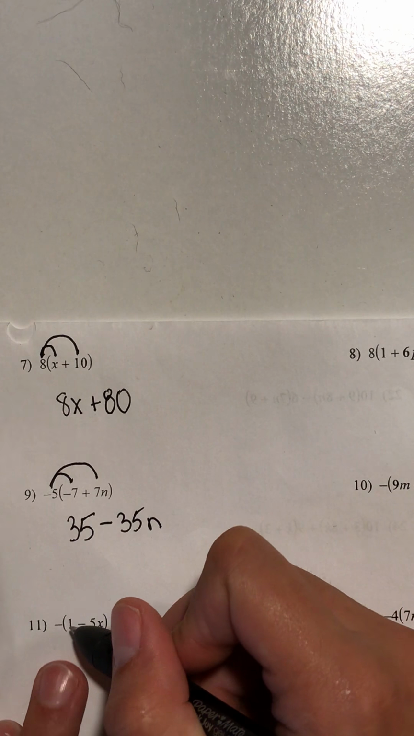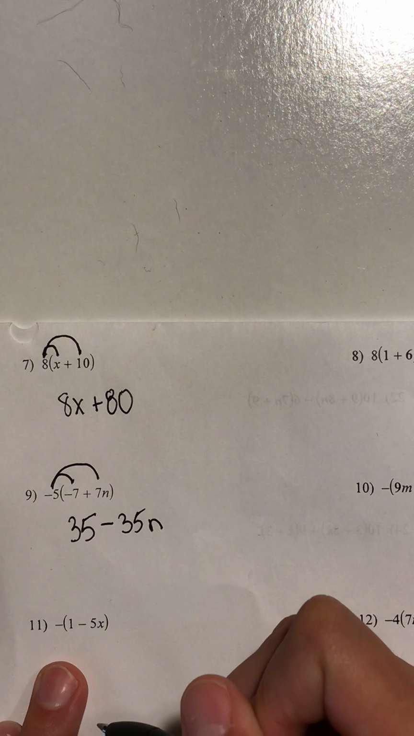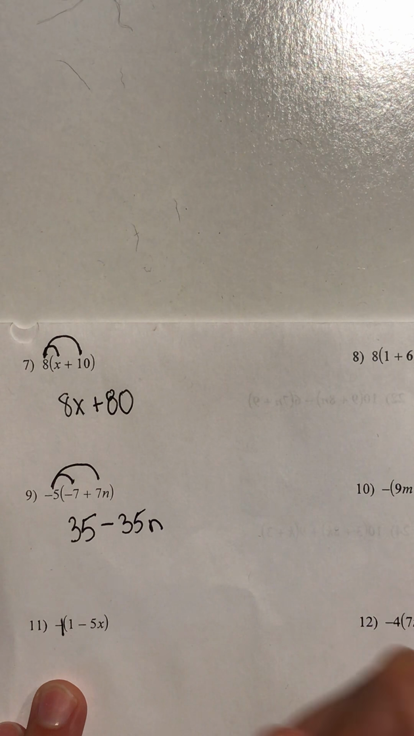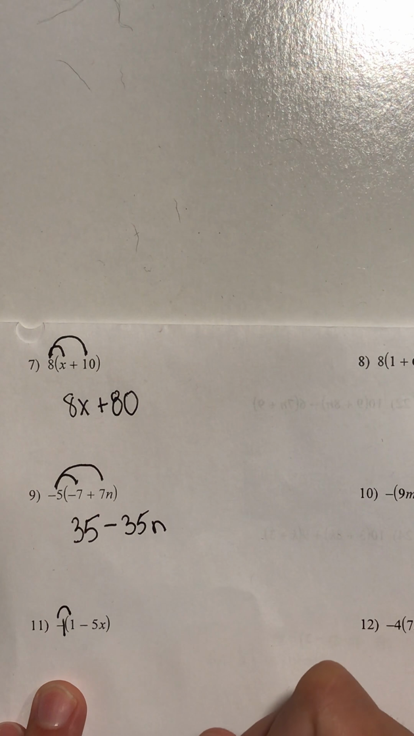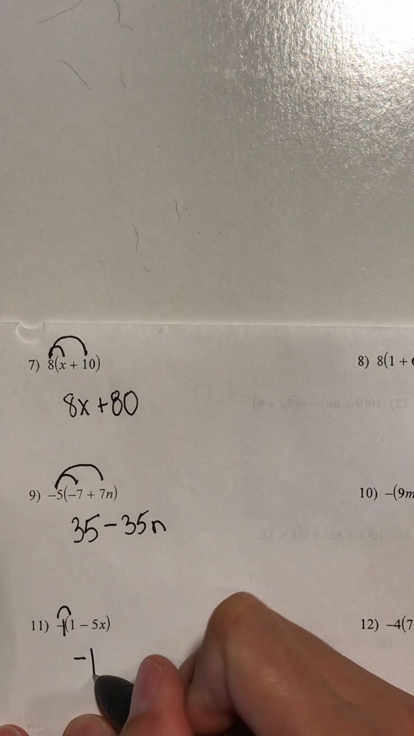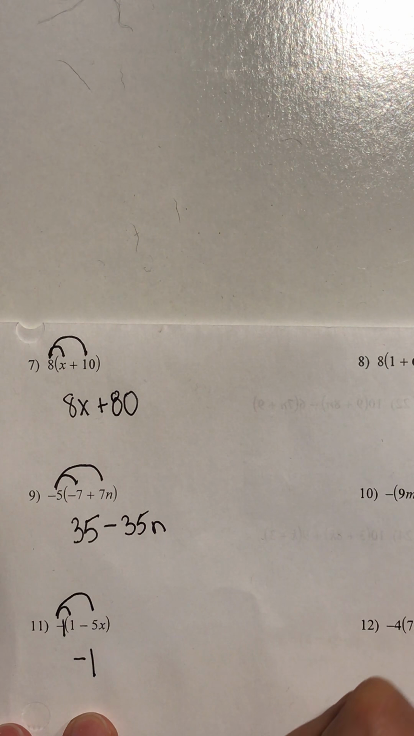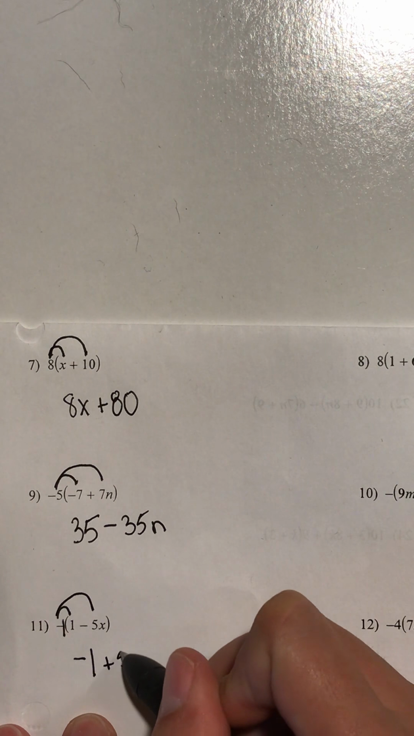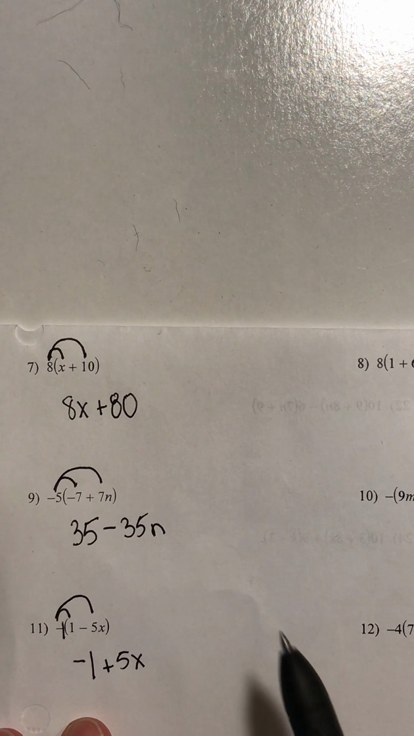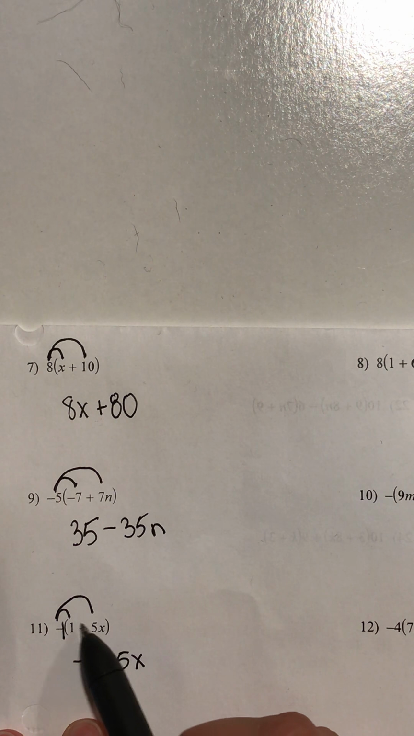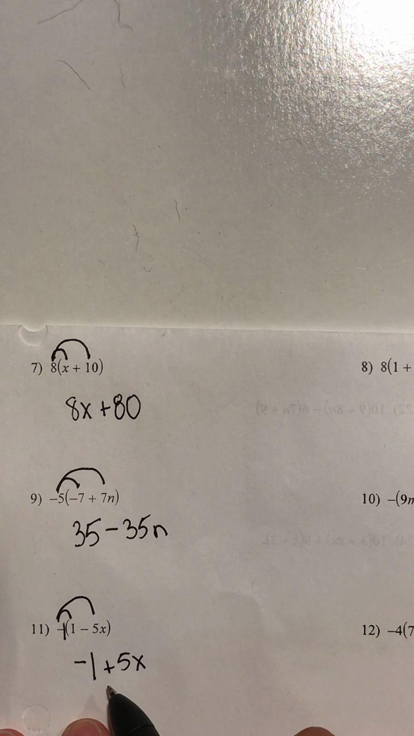If you notice number 11, there's no number out in front. There's just a negative sign, which means I insert that negative 1. And when I distribute, I do negative 1 times positive 1, which is negative 1, and negative 1 times a negative 5x, which is a positive 5x. This is a good example as to when you do not drop down the sign within the parenthesis, because if I did that, I would have a minus there. However, I need the plus sign.